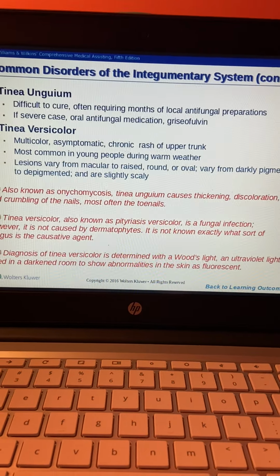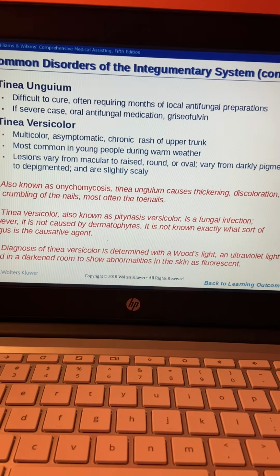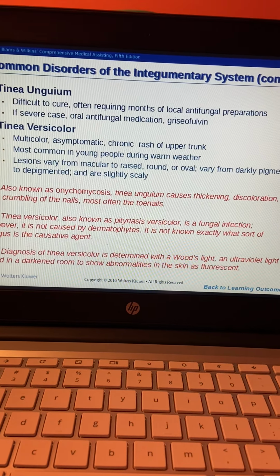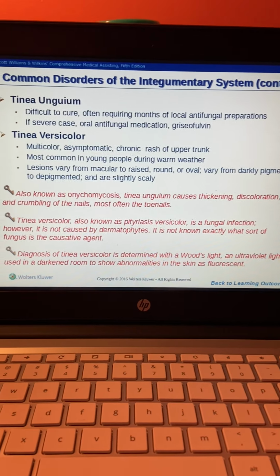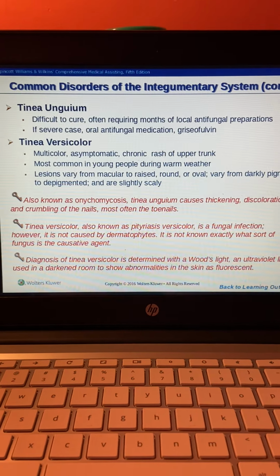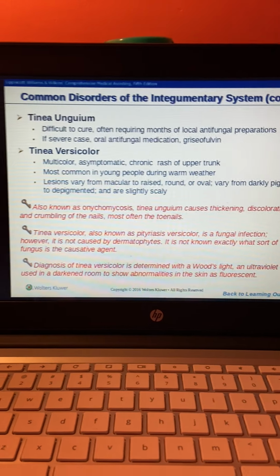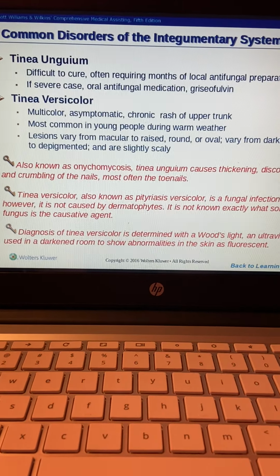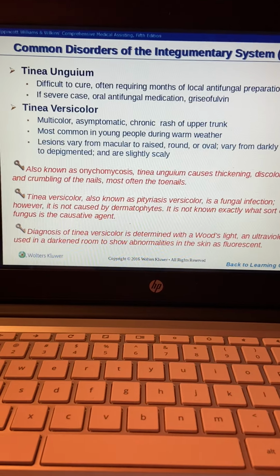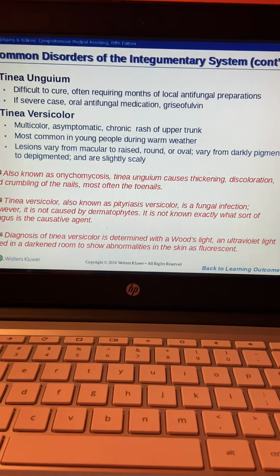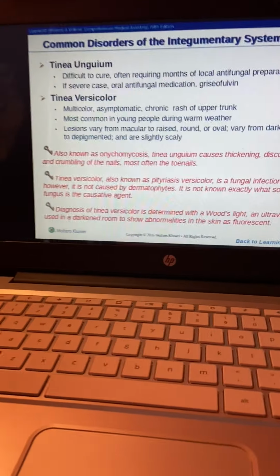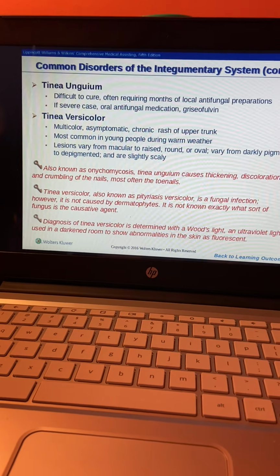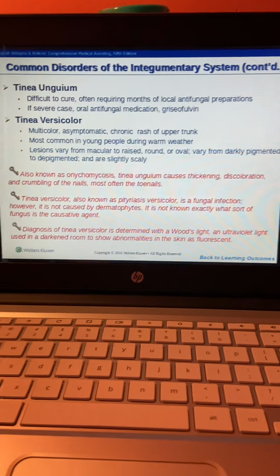It is most common in young people during warm weather, and the lesions vary from macular to raised, round, or oval. They vary from darkly pigmented to depigmented and are slightly scaly. The diagnosis of tinea versicolor is determined with a Wood's light, which is an ultraviolet light used in a darkened room to show abnormalities in the skin as fluorescent.